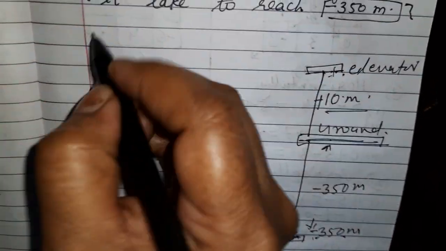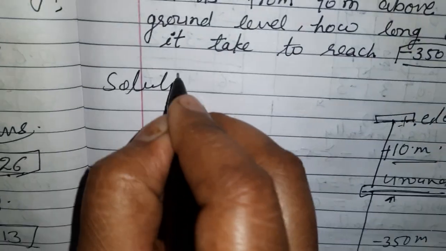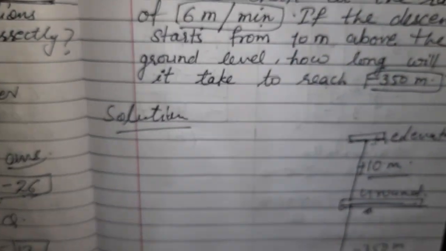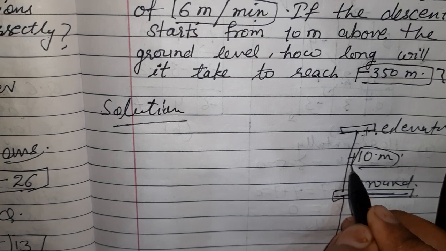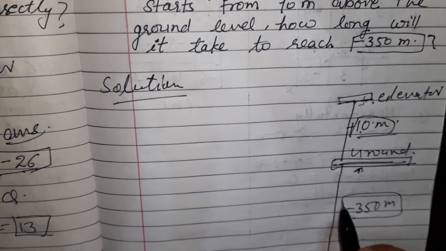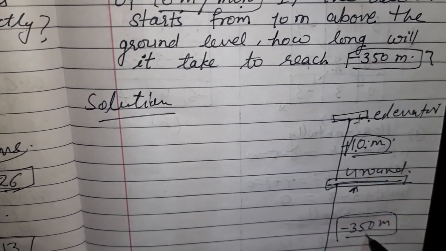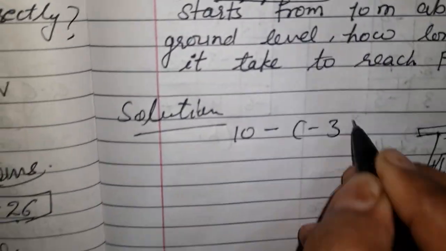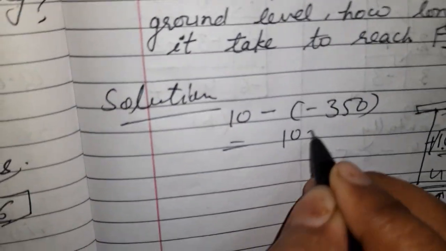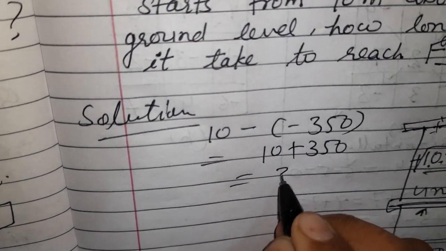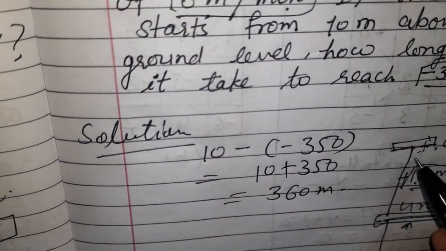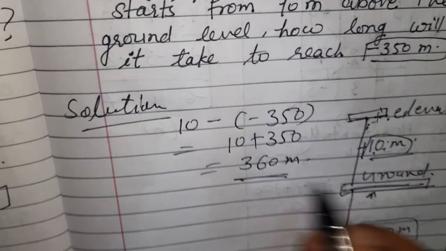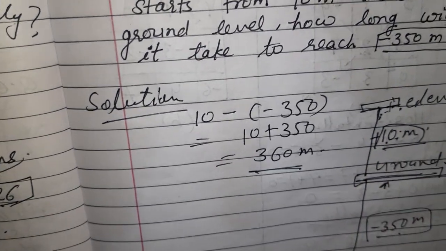Okay, so solution: to find the total distance, we find the difference between these two. Since it is 10 meter above, this is the greater number and this is the smaller. So subtract from the greater number the smaller number, you will get the total distance. So 10 minus minus 350, that is equal to 10 plus 350 equal to 360 meter. Means the total distance to descend is 360 meter. Elevator has to move 360 meter downwards.